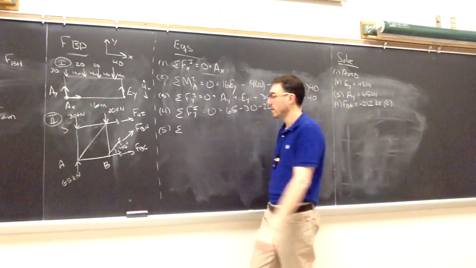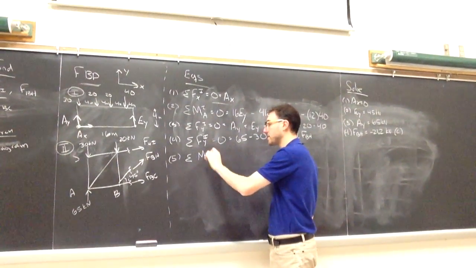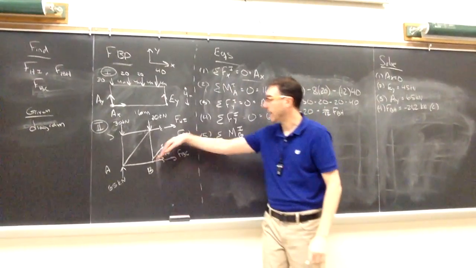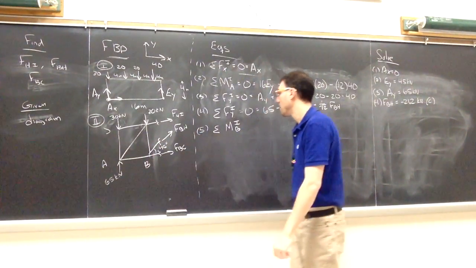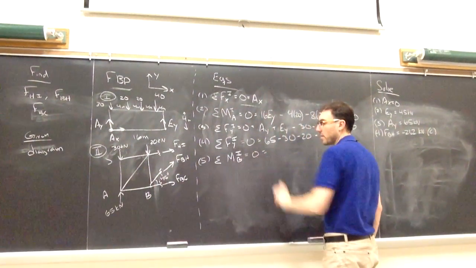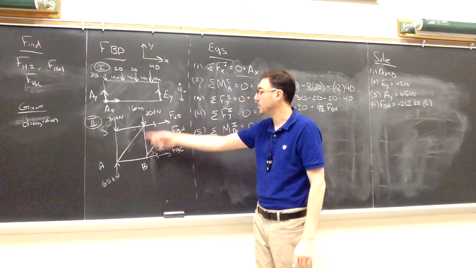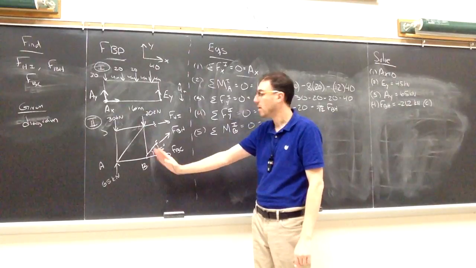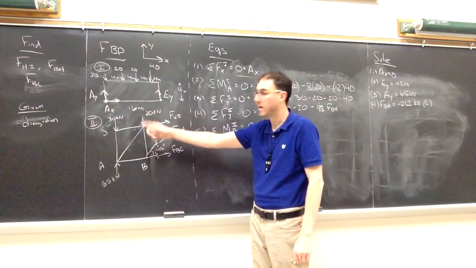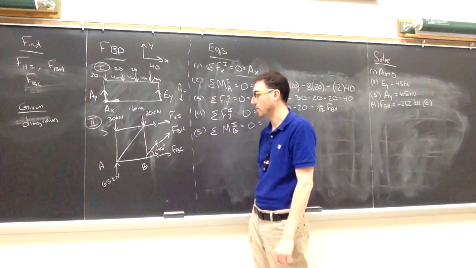Moment about B. Right, moment around B makes sense to do next, because it eliminates, again, 2 of my unknowns. And that's equal to 0. So actually it eliminates 2 unknowns, and the 20 kilonewtons passes through B, or its line of action passes through B, so it will also not be in this moment equation.